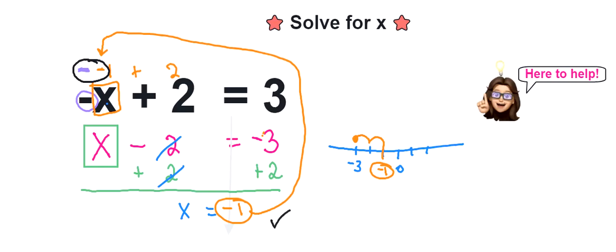It checks. If you are struggling with adding and subtracting integers, I will have a video up to help you with that also. I have a few different methods to use. I did the number line here, but you can also look at it.